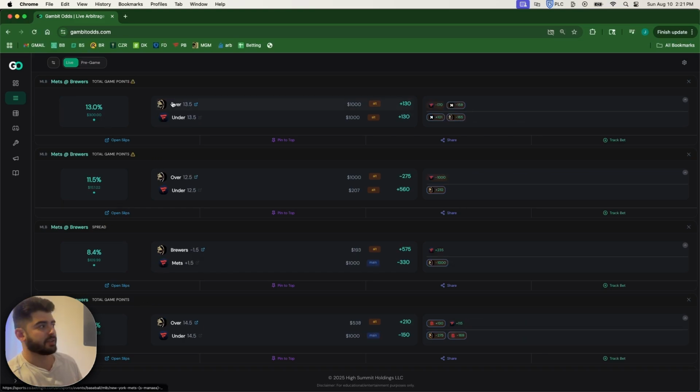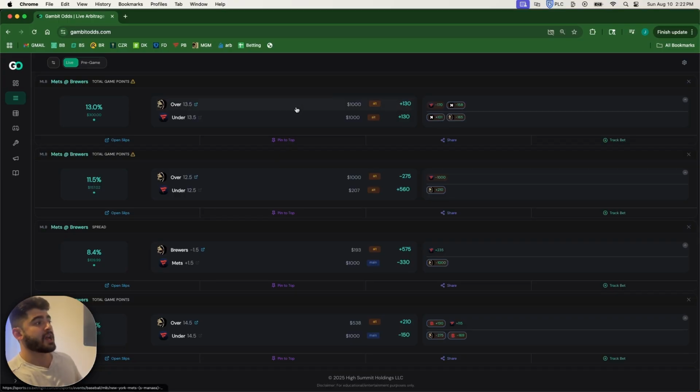Here's an example from the table. If I'm looking at this Mets versus Brewers line right here, and I'm seeing this under 13.5, a comparable bet is around plus 100, and this is plus 130. So they're about the same. If I look at the other side, I'm seeing the over 13.5 is plus 130. The market thinks it's actually around minus 170 or minus 150. So clearly this MGM bet is very off.